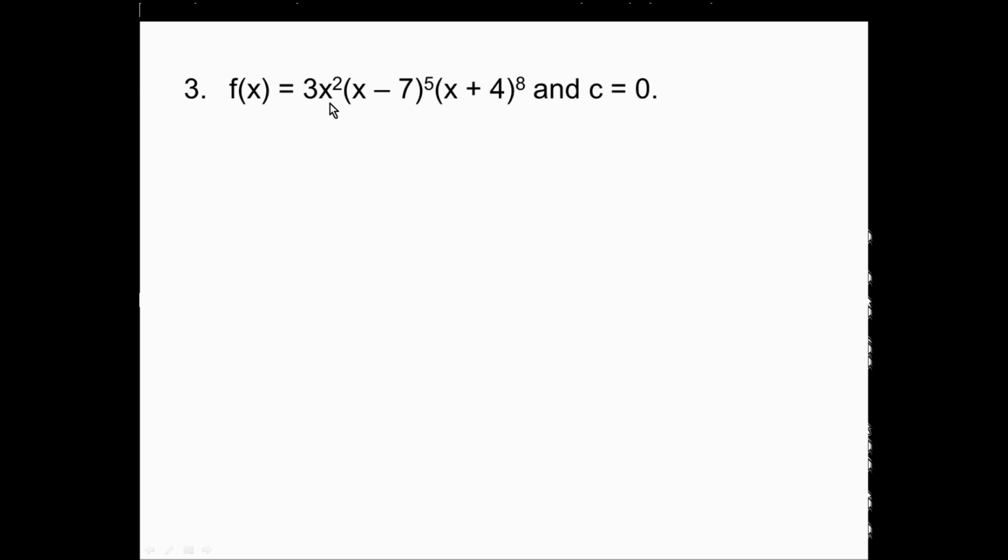Right there, 3x squared. 0 squared is 0. The exponent is 2, so c equals 0 has even multiplicity. That means it's tangent to the x-axis at x equals 0. Remember, even is tangent, odd is crossing, and if it's not a 0, it's neither crossing nor tangent.